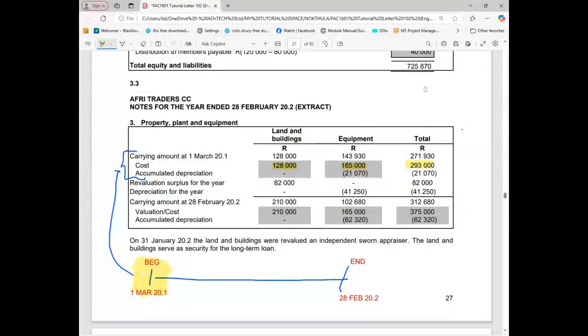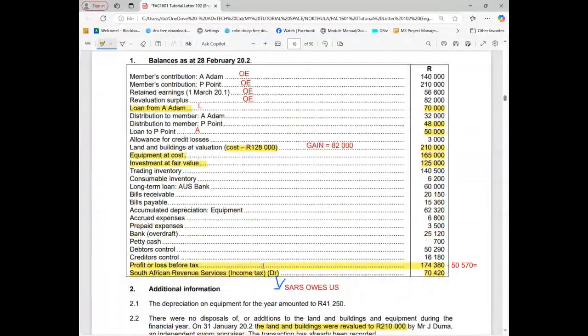Now, for accumulated depreciation, we know that land and building does not depreciate. That's why there is a dash. The same way we found costs, we must go and check any accumulated depreciation for equipment. There's accumulated here. Can you see? How much? Yes, 62,320.